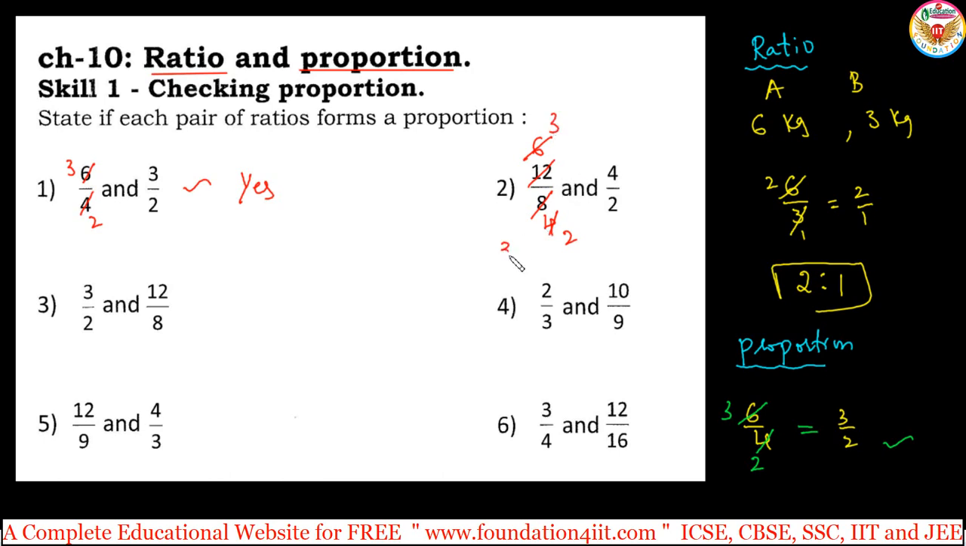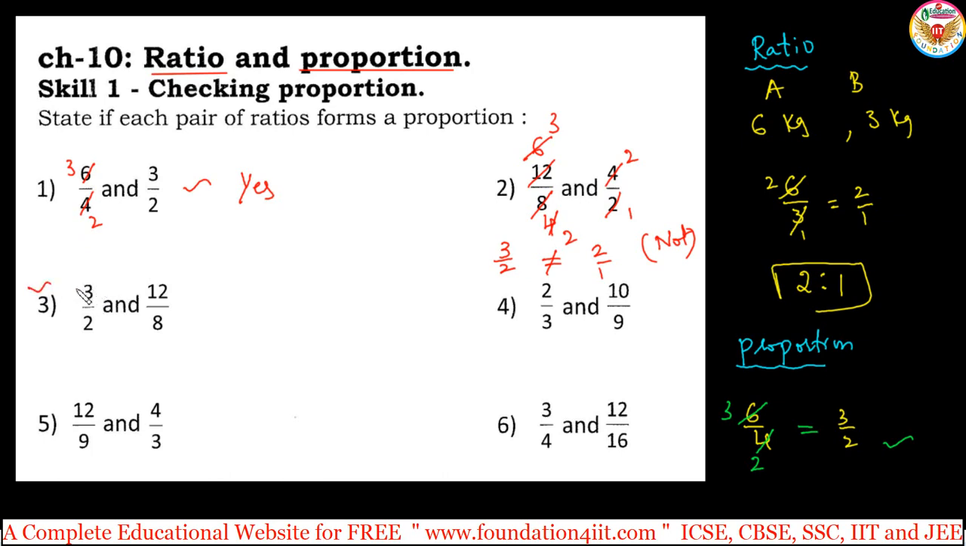This side we got 3 divided by 2. And on the right side one more ratio, 4 divided by 2. 2 times 1 is 2, 2 2s are 4. We got 2 by 1. So 3 by 2 and 2 by 1 are not equal. So they are not in proportion, right? Like this, you have to simplify, then check whether you get the same answer on both sides. If yes, they are in proportion, or else no. Simple, right? You can practice.